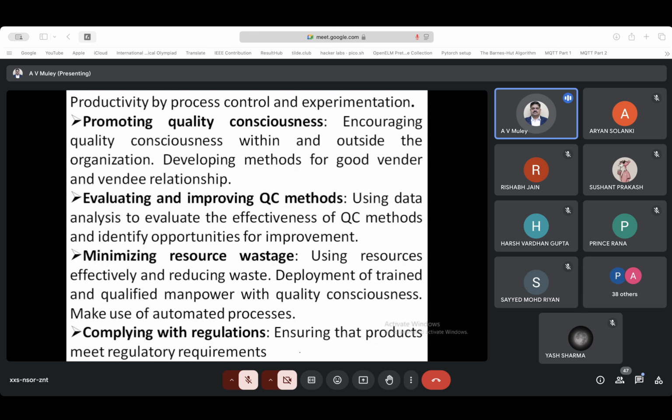Minimizing the wastage, using the resources effectively and reducing the waste. Deployment of trained and qualified manpower with quality consciousness and make use of automated processes. So naturally, use of these automated processes and qualified manpower minimizes the wastage. So minimizing the wastage is the objective of quality control. Complying with the regulations, ensuring that the product meets regulatory requirements. So this may sometimes be the government regulations.